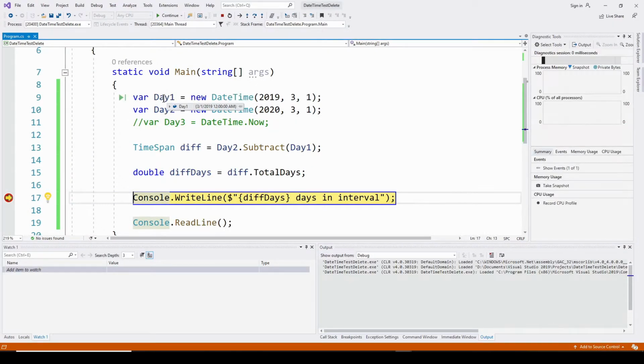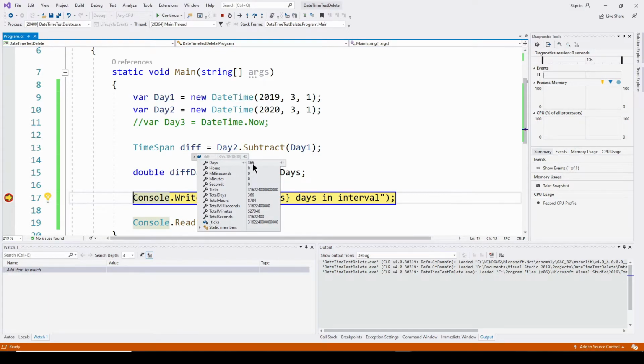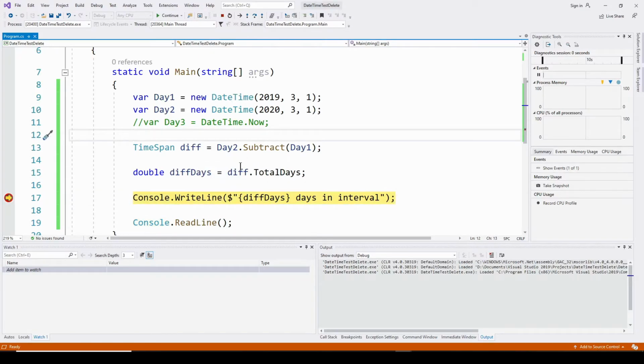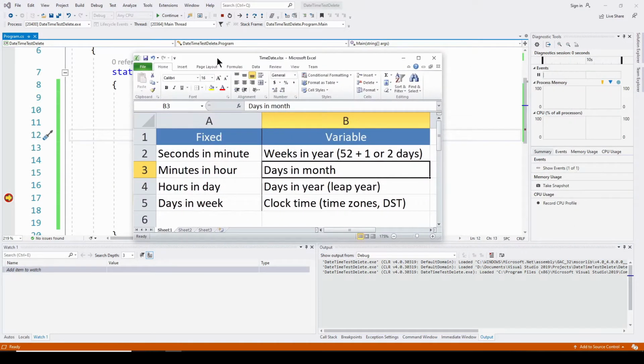And we've got our 3/1/2019 at midnight, 3/1/2020 at midnight. And the diff is, wait a minute, 366 days. How can that be 366 days? We thought it was 365. Well, again, as I said, when you're talking about how many days in a year, you've got to be careful. And that's what we're talking about here.